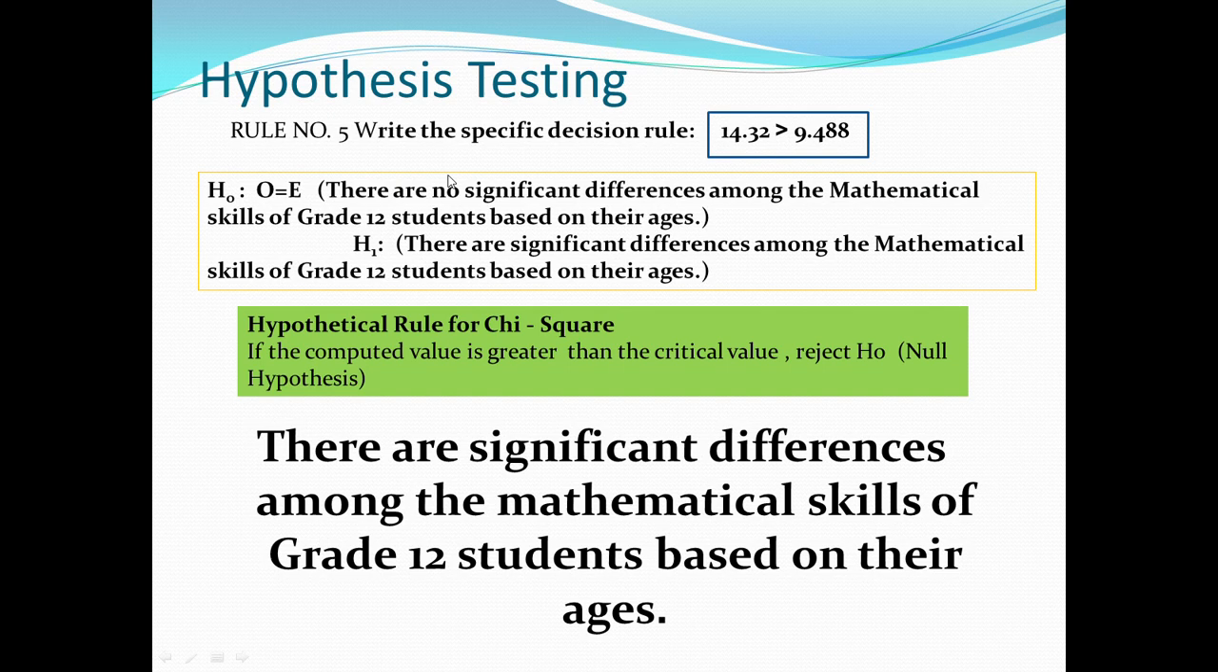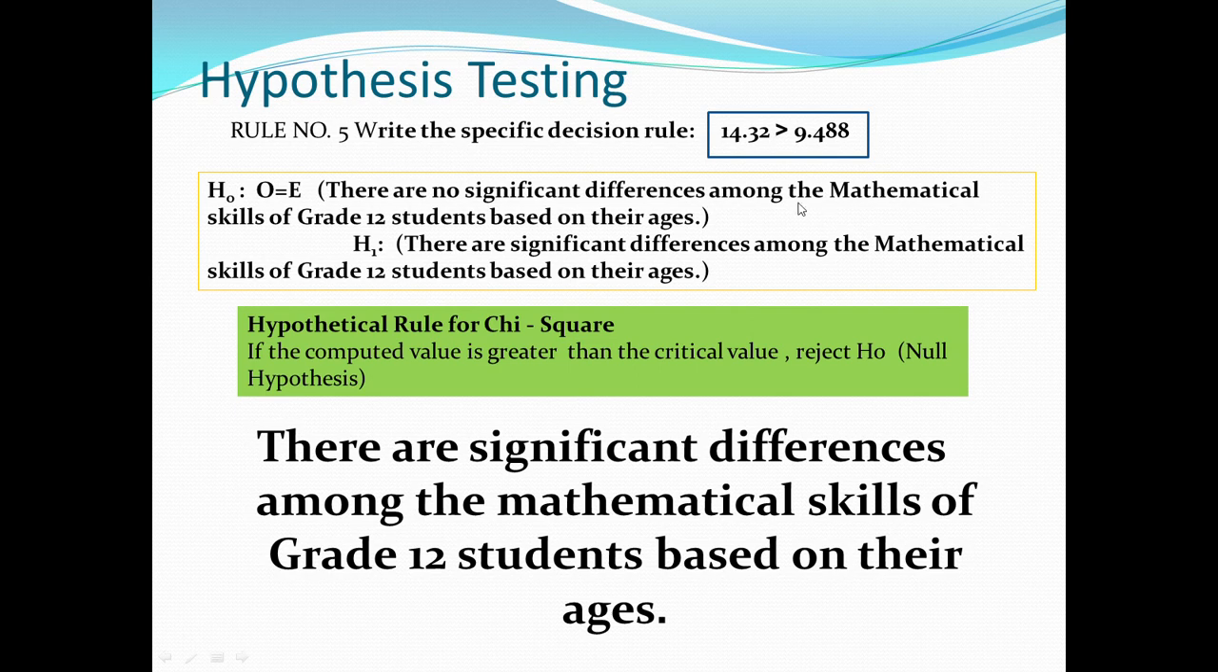And then, ano yung ating hypothesis? So, yung dalawang hypothesis natin ay, tingnan natin, ito. Yung nasa box na yellow. Para malaman natin kung alin yung i-reject natin and alin yung i-accept natin. So, for the null hypothesis, there are no significant differences among the mathematical skills of grade 12 students based on their ages. And then for the alternative hypothesis, there are significant differences among the mathematical skills of grade 12 students based on their ages. Okay, so ito yung ating mga hypothesis.